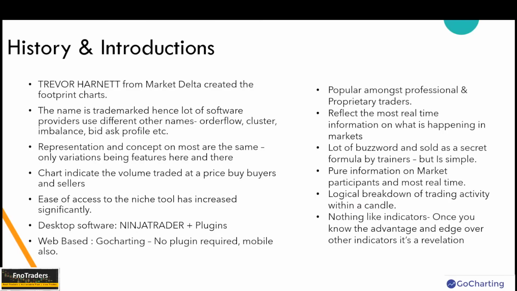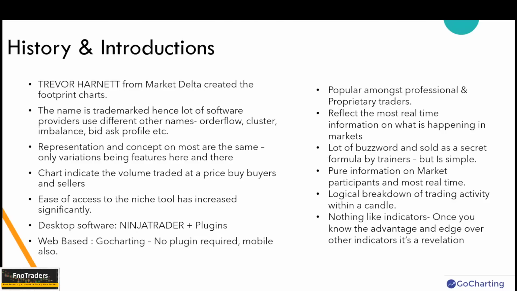As I said, footprint charts were formed by a company called Market Delta, founded by a guy called Trevor Harnett. This chart is known by different names because of trademark restrictions. You call it order flow charts, cluster charts, imbalance charts, bid ask charts. But generally, the data represented is more or less the same.